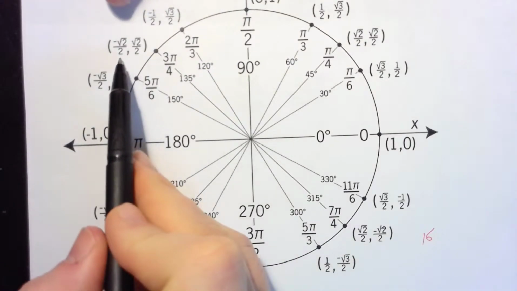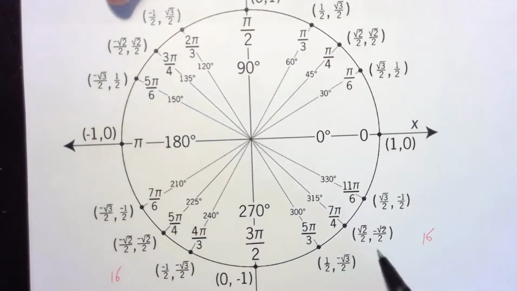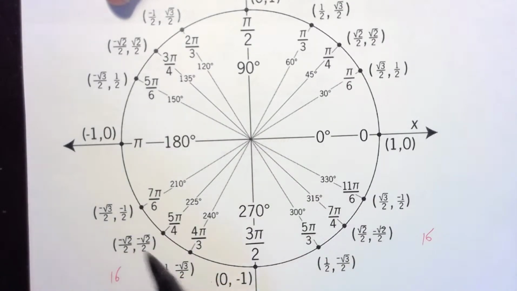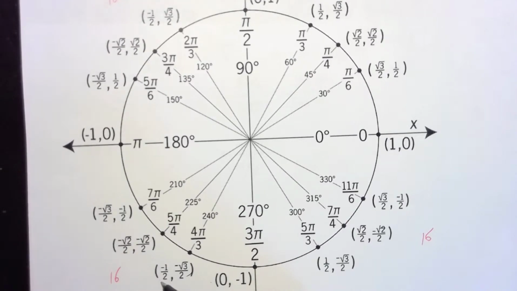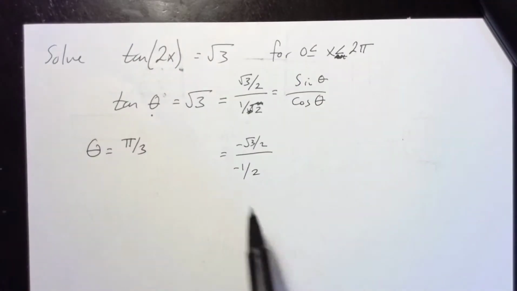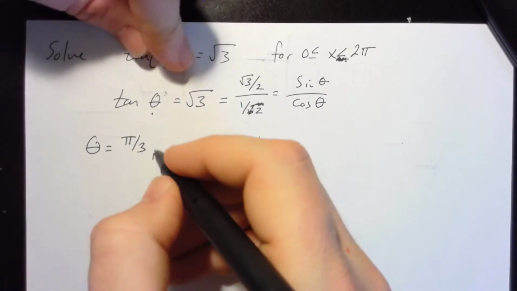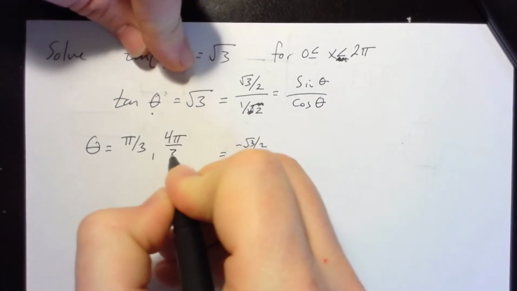Well, over here we're going to have positive over negative. Down here we're going to have negative over positive. But over here we will find a location at 4 pi over 3 where a negative radical 3 over 2 divides by a negative 1/2 and provides us with, once again, radical 3 for tangent. So pi over 3 is one solution, and 4 pi over 3 is the other.